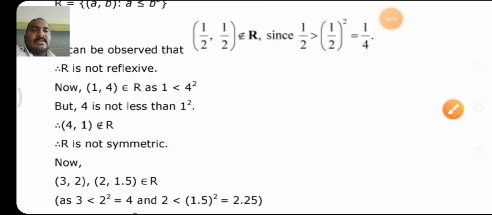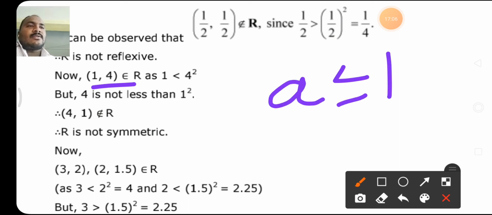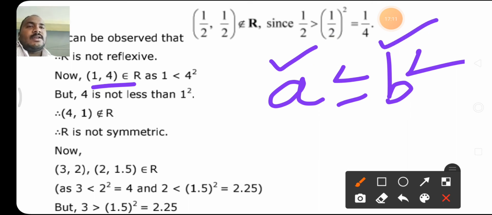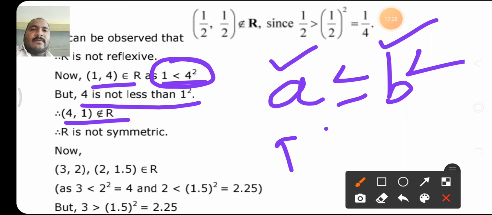Next, check symmetric. (1, 4) belongs to R. Here the condition is a is less than or equal to b square. Put a equal to 1 and b equal to 4, and 1 is less than 4 square. 4 square is 16. Definitely (1, 4) belongs to R because this ordered pair satisfies the condition. But 4 is not less than 1 square. Because of this, (4, 1) does not belong to R. Therefore, R is not symmetric.